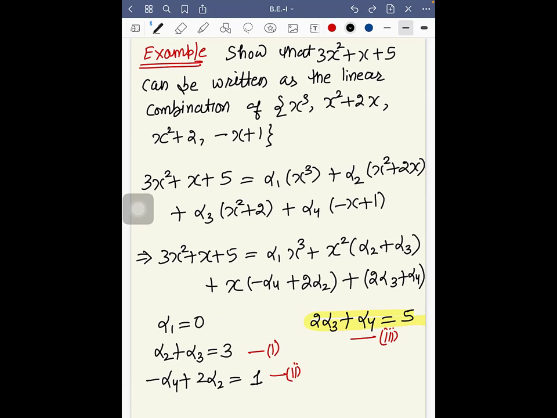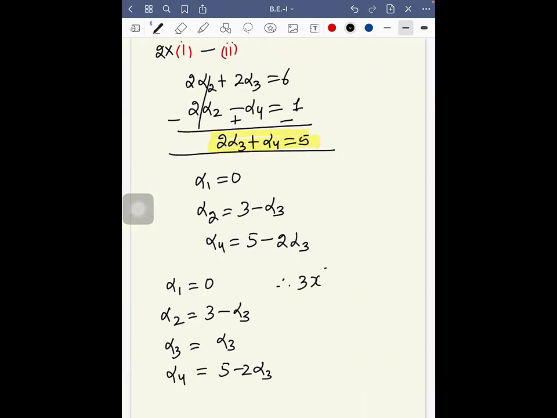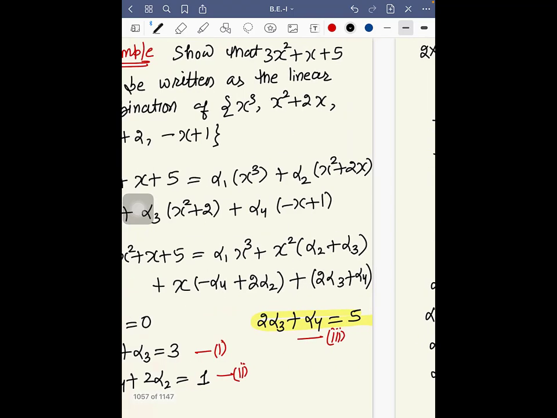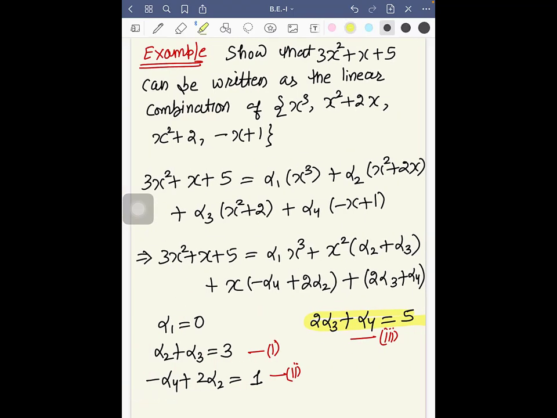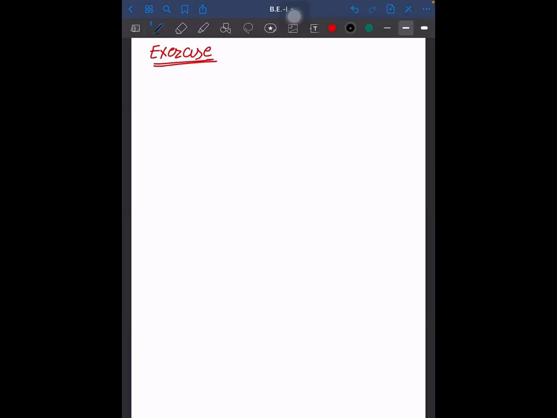So we conclude that our polynomial can be written as a linear combination of the given polynomials. That means your 3x square plus x plus 5 belongs to the linear span of S, where S is this whole set. This is your S, so let me call this S. Now I'll give you similar exercises, out of which a few are different and they are completely optional.